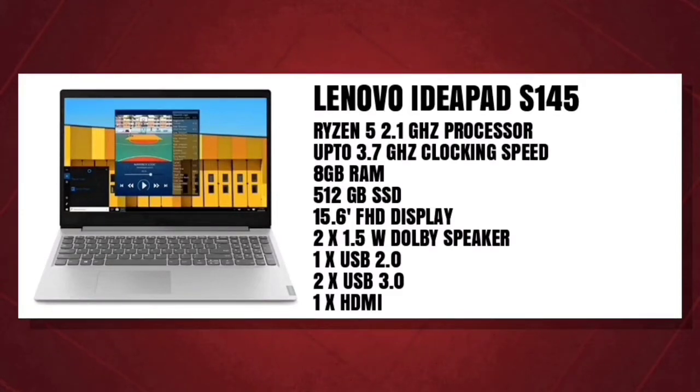The main highlighting points of Lenovo IdeaPad S145 are the processor, a Ryzen 5 at 2.1 GHz, with a maximum clocking speed of 3.7 GHz. So the processor is excellent. It has 8 GB of RAM, and they have opted for the SSD option instead of a regular hard disk. It has 512 GB of SSD, so the boot time will be very low and your laptop performance will be excellent. And along with this, it has a 15.6-inch Full HD display and two 1.5 watt Dolby speakers. So these are the main highlighting points of Lenovo IdeaPad.